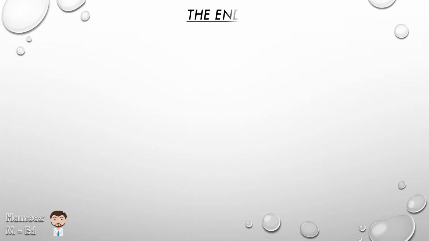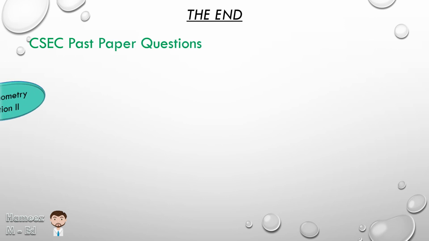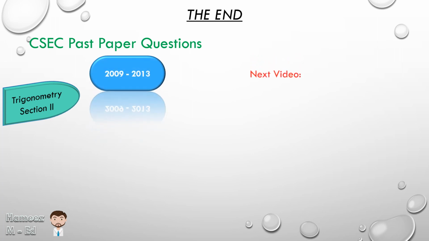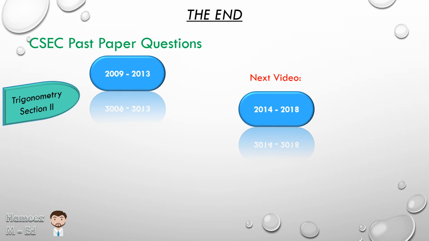We've now come to the end of CSEC past paper questions in the topic of trigonometry that comes in section 2 of the paper. In this video, we've done past paper solutions for 5 years from May 2009 until 2013. In our next video, we'll be doing the next 5 years from 2014 until 2018.